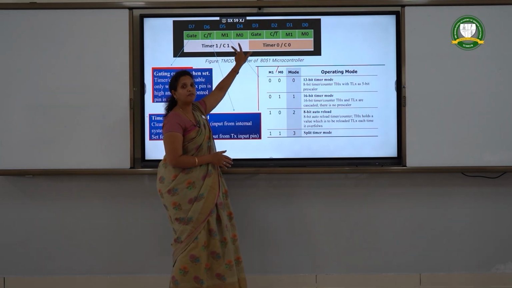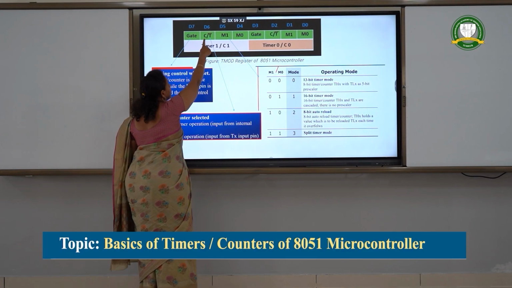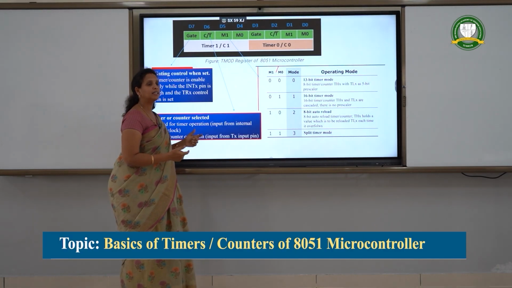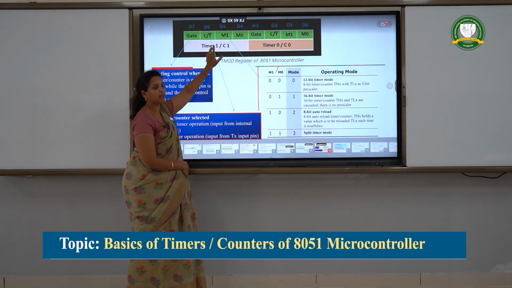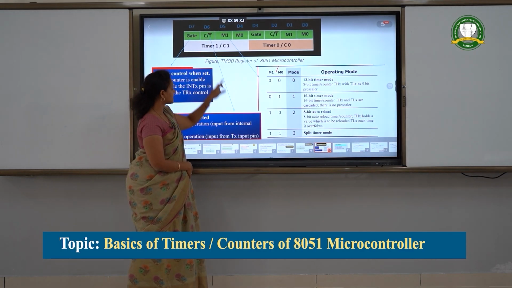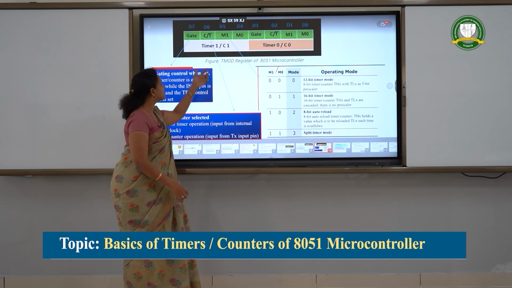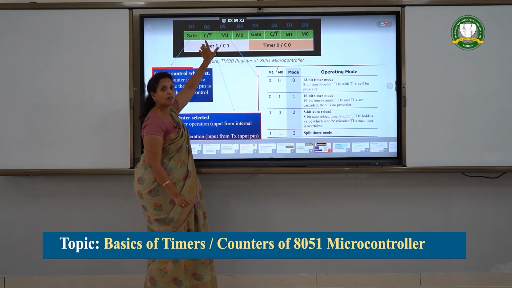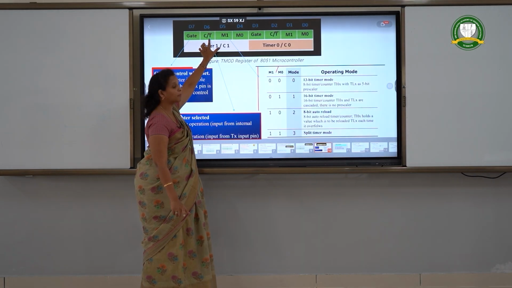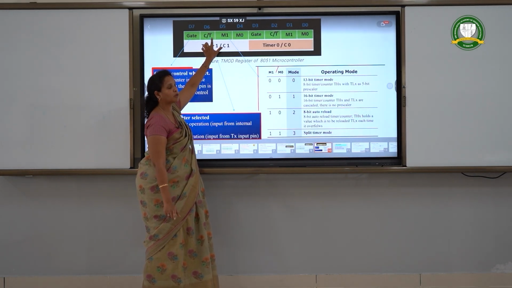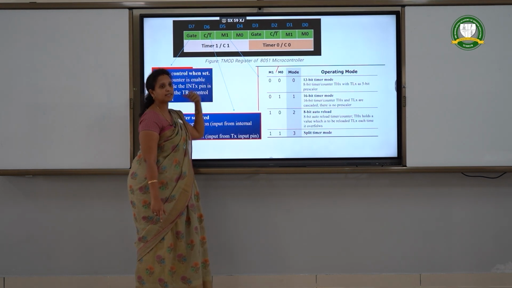This is all about the M1 and M0 bits present in the TMOD register. The other bit is C by T bar. As we can clearly observe here, this value will be either 0 or 1. Whenever it is 0, it acts as a timer. Whenever it is 1, it acts as a counter. As we can see here, a standard variable indicates the value 1, and a complemented variable indicates the value 0. So, whenever this bit is 0, it acts as a timer, and whenever this bit is 1, it acts as a counter.